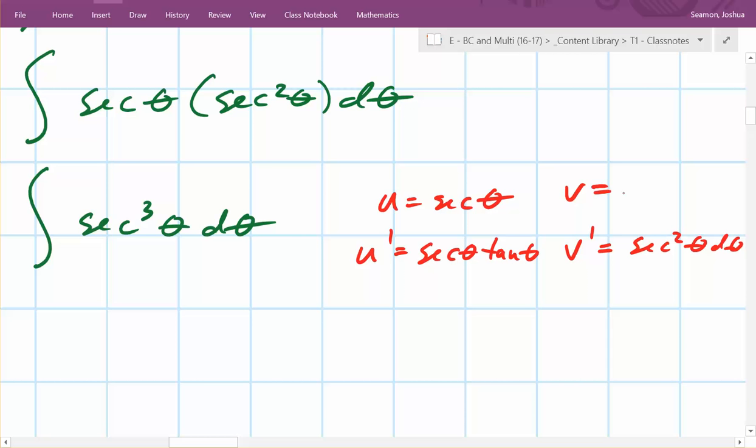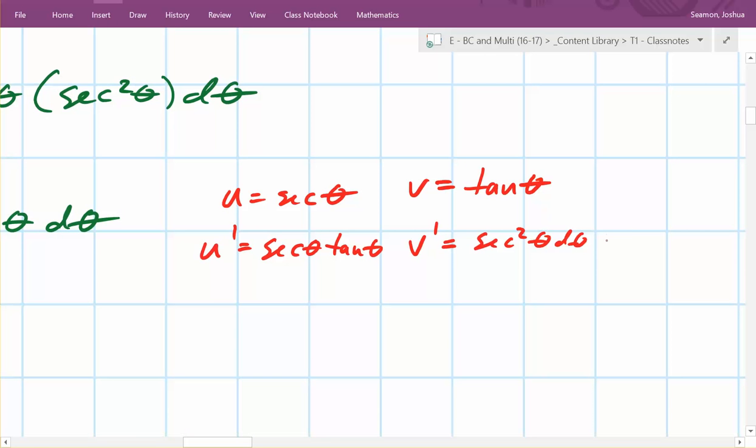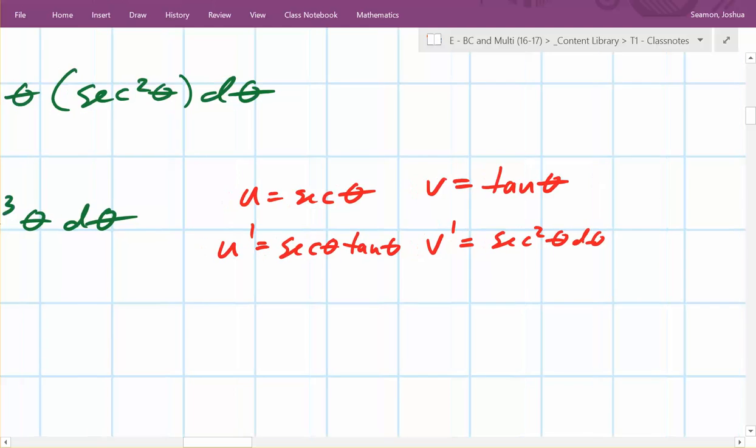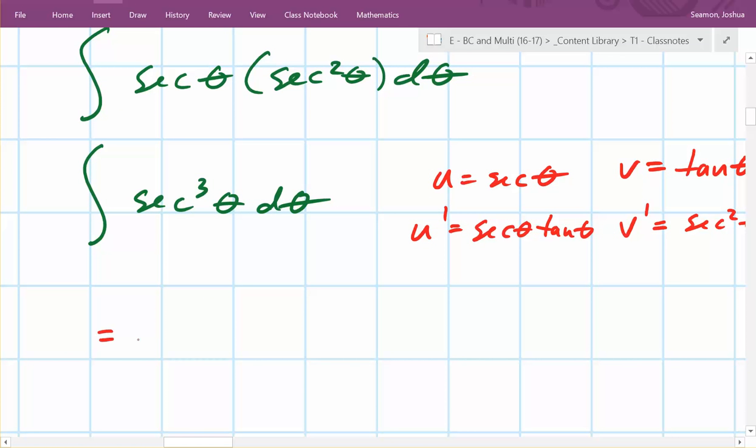So what is v going to be? The integral of secant squared? Anybody know what the integral of secant squared is? Tangent. The integral of secant squared is tangent, because the derivative of tangent is secant squared. So what does this equal right here?